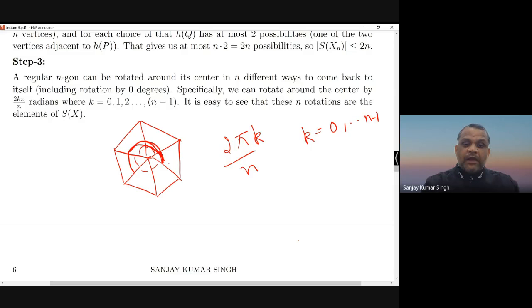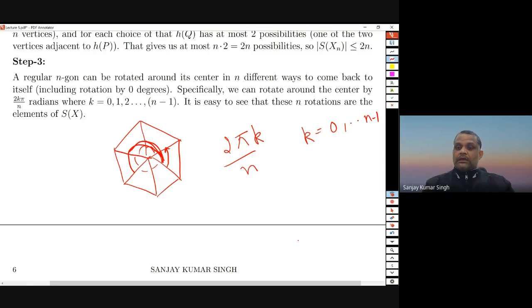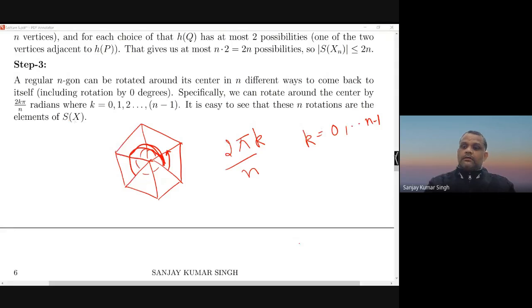So if I rotate my picture by this angle, then there will be no change in this picture. And I can do this in n different ways. And these are actually all the possible rotations which give you the symmetries, which are elements of the symmetry group Xn. Now, based on whether n is odd or even, I will try to construct reflections.